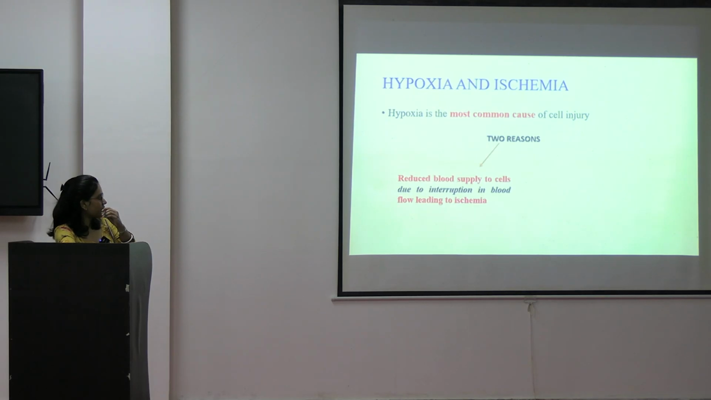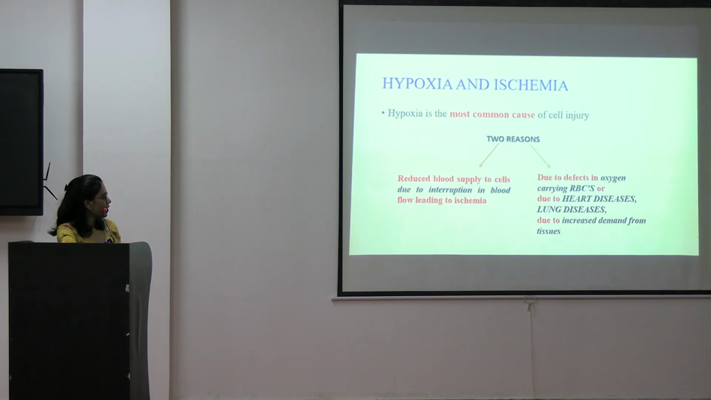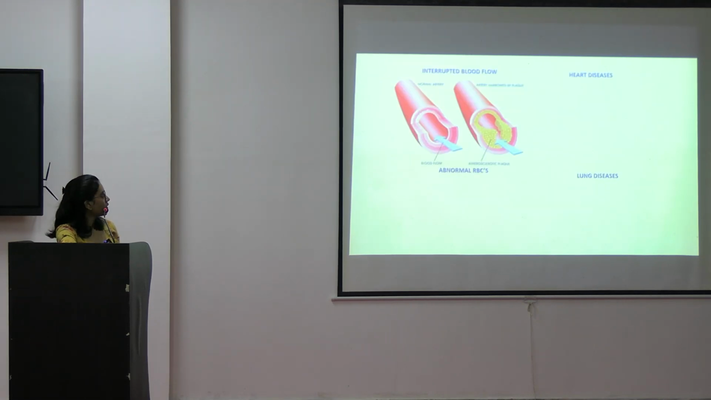One, it can be because of reduced blood supply to the cells due to interruption in blood flow leading to ischemia. Or it can also be due to defects in oxygen carrying RBCs, or due to some heart diseases, lung diseases, or due to increased demand from the target tissue. Now an example of the interrupted blood flow.